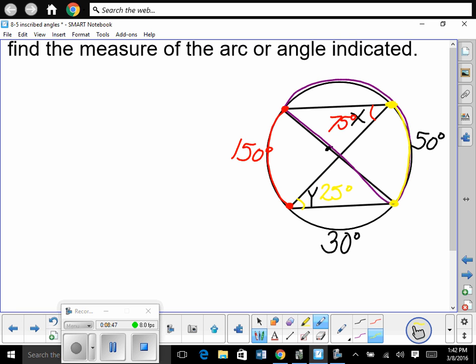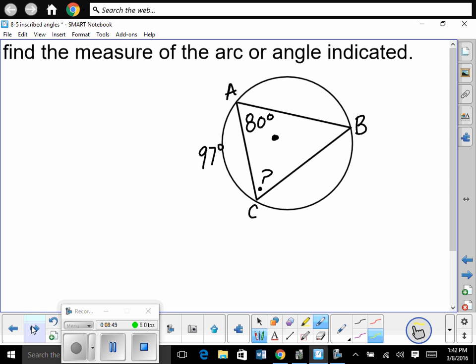Alright, that's pretty easy. Okay, next one. Every picture is a little different. Now, understand, there's many different ways to go about doing these problems. That's what's kind of interesting about them. Okay, so let's go through and solve for the question marks.